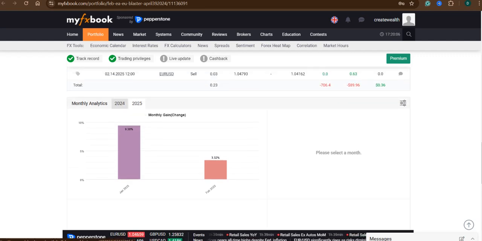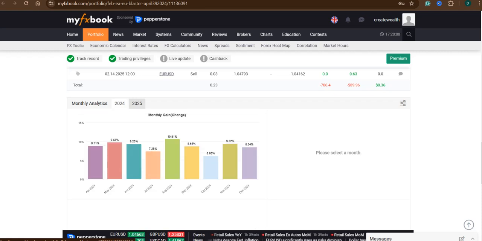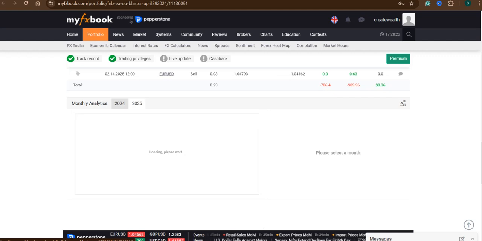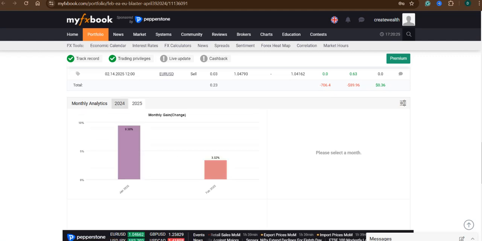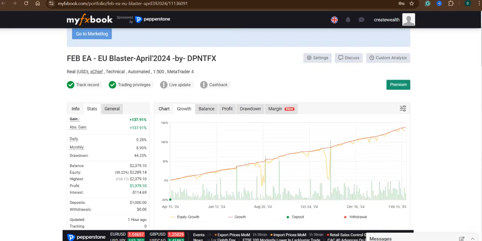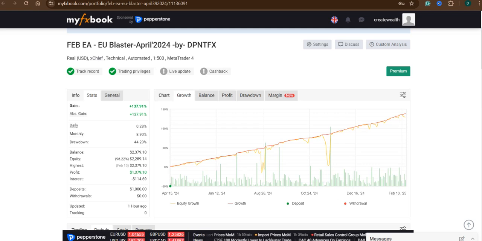In 2024, from April till December, the monthly returns were 8.71, 9.63, 9.23, 7.25, 10.51, 8.66, 6.03, 9.32, and 8.34 in December. January was 9.38, and in February it's just 3.32 so far. So this is the history of Forex EU Blaster, that is the FEB EA.